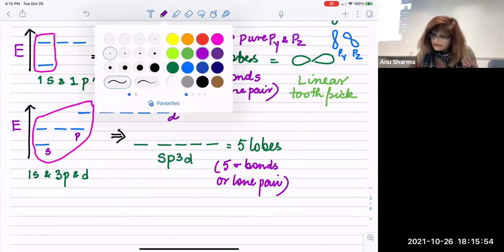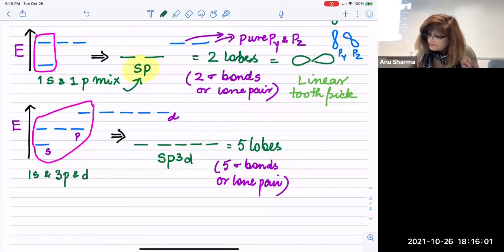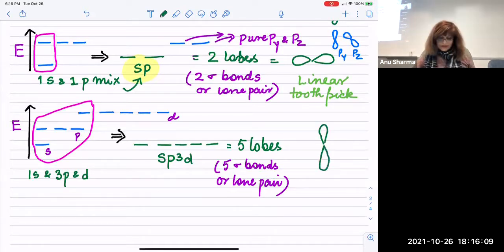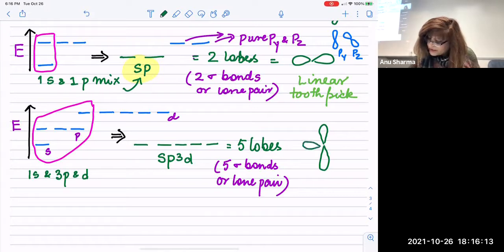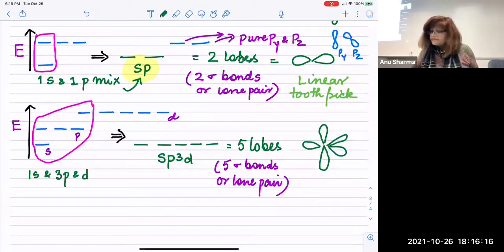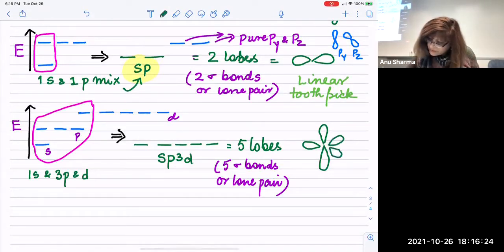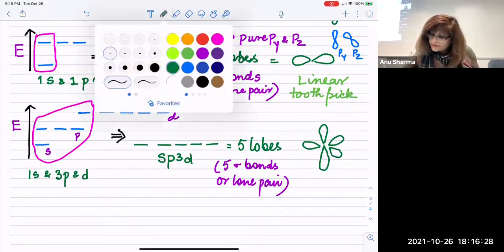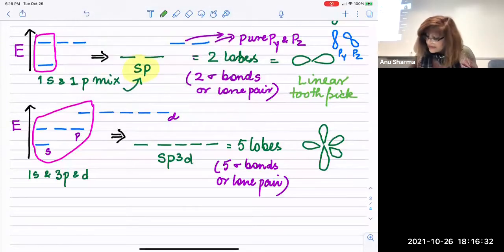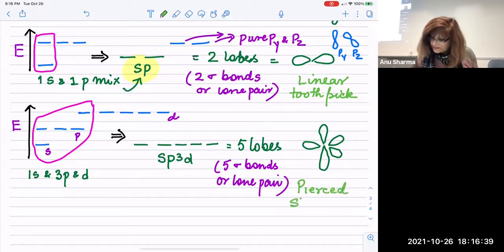So how would you draw them? It's not like drawing them as flowers, but you draw them as if you are piercing a pizza. This is the skewer from the top that goes down into the pizza, and then there are the three sides of the pizza like that. So just try to draw them beautifully, but one and two. All right. So we have these five lobes, and this is like a pierced pizza, a pierced slice of pizza. So this is the pizza slice, and you pierced it.